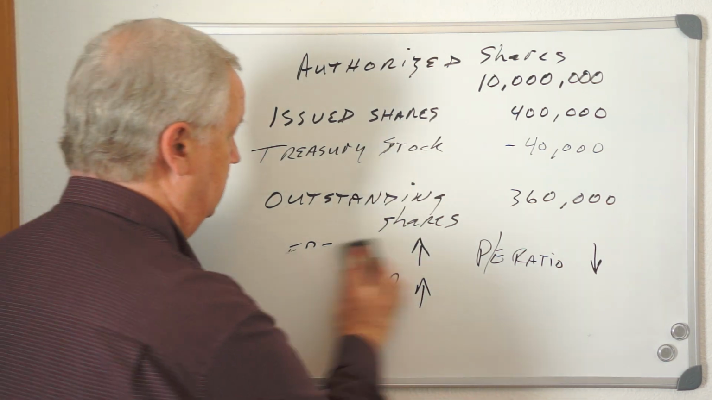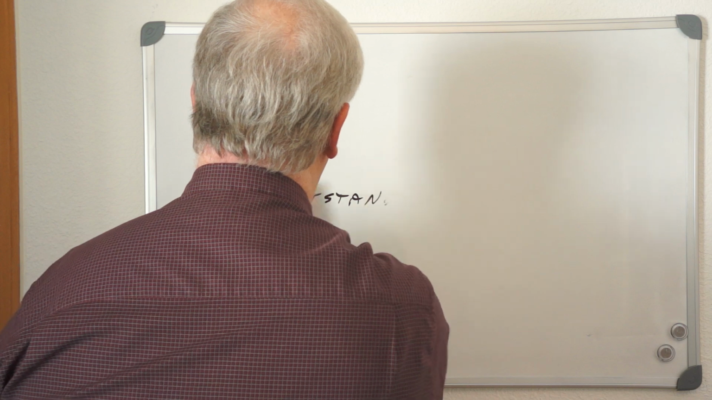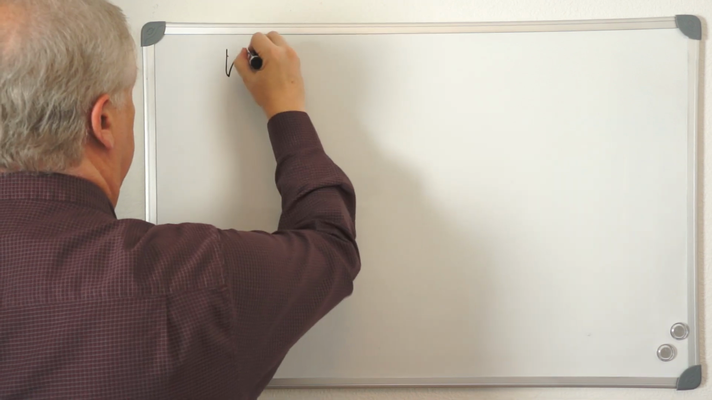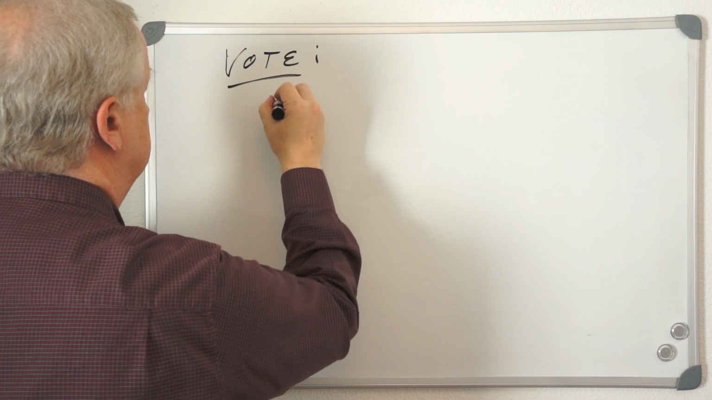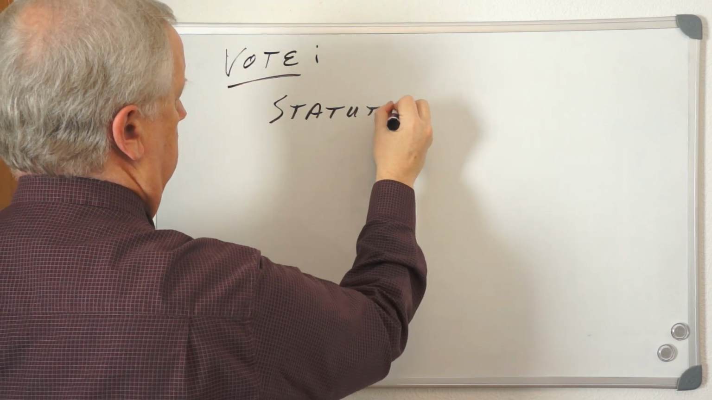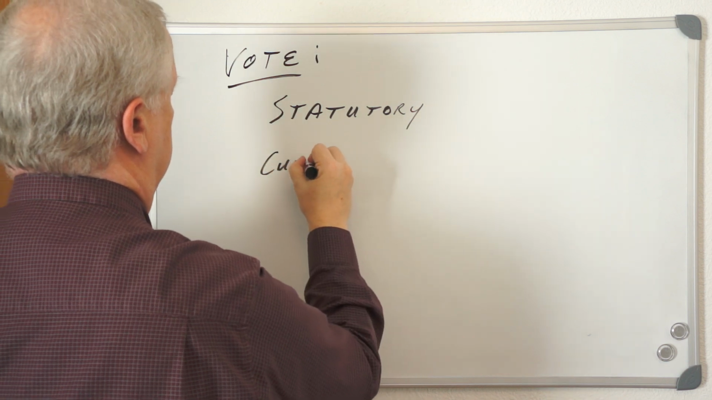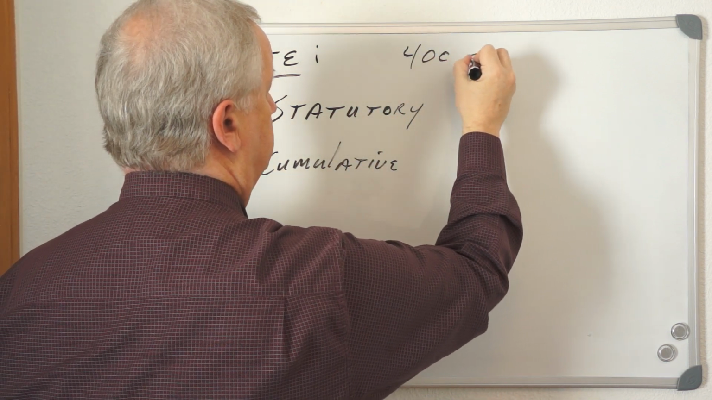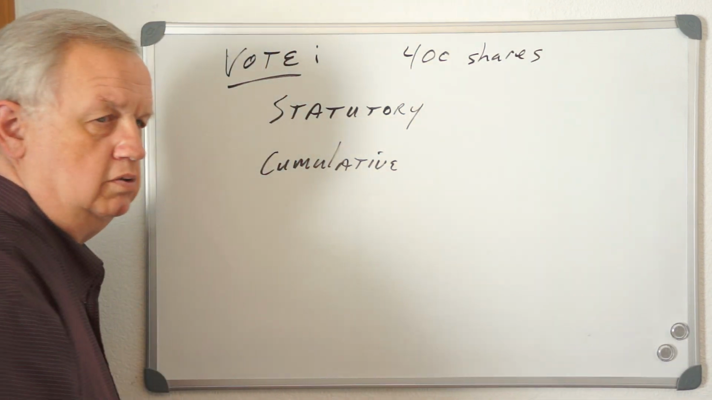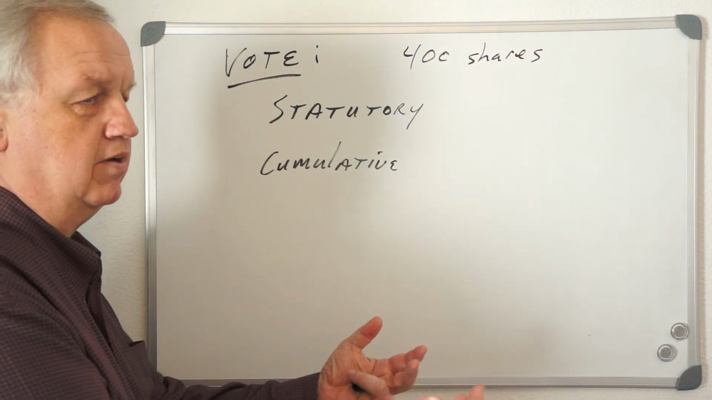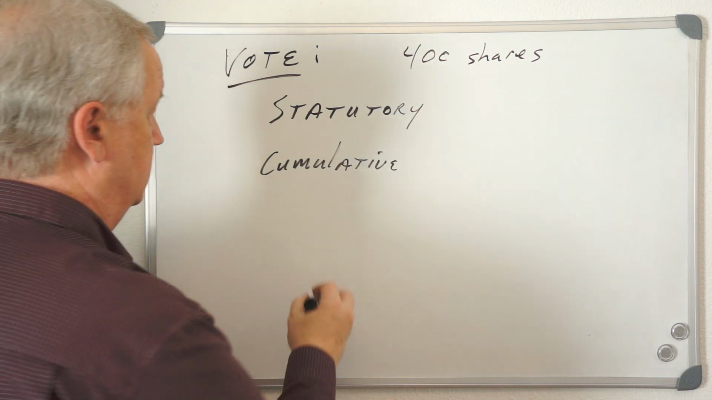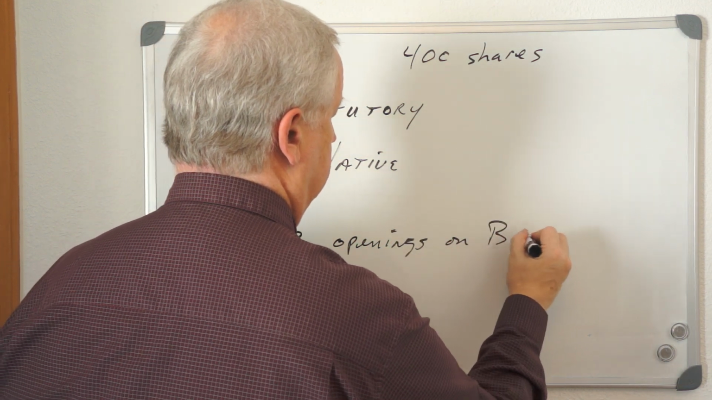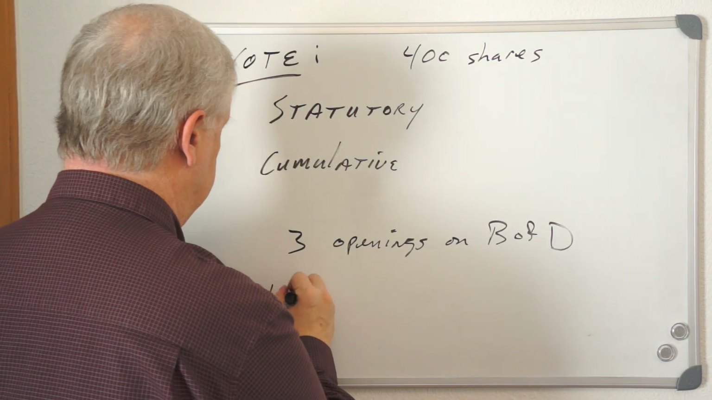But now, let's say things are going good, business is going well, and now we got to find out what they can do with their stock, how they can vote it. And how they vote it is statutory or cumulative. If an investor has 400 shares and the board and the proxy goes out and you can vote your 400 shares for, let's say there's 3 openings on the board of directors. There's 10 candidates.